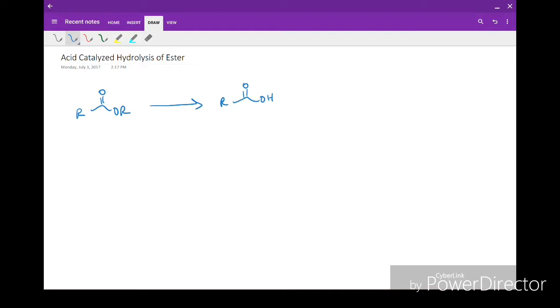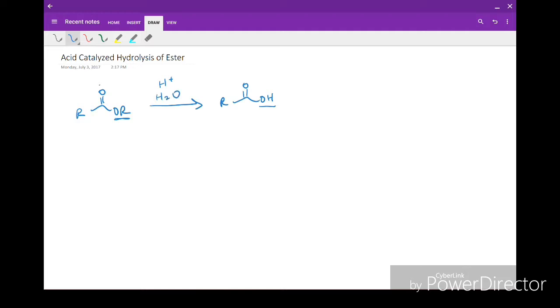So the clues are in the name. It's acid catalyzed. There must be some type of acid in there. And also, we are trying to add this OH group to this ester. And normally that will come in the form of water.